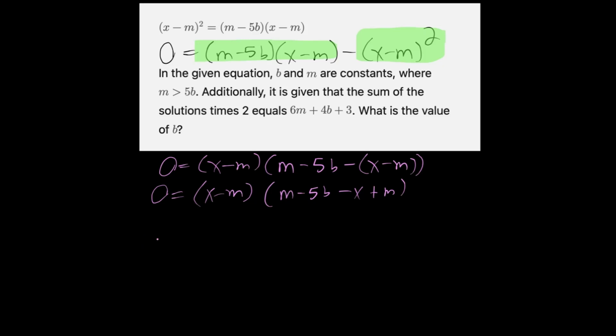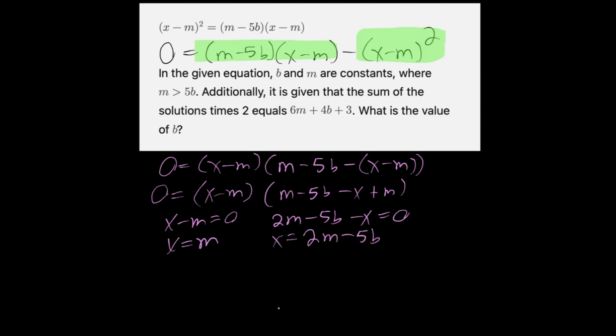And now we have our zero product rule, where we're setting each piece independently equal to 0. X minus m equals 0, and the other part equals 0. But let's go ahead and combine the like terms. 2m minus 5b minus x equals 0. X equals m, but solving on the right, x equals 2m minus 5b. So really complicated stuff right now, and it's going to get more complicated because the sum of the solutions times 2 is equal to an expression.